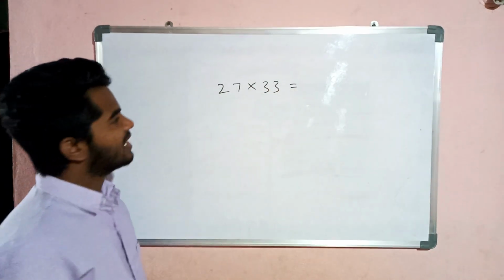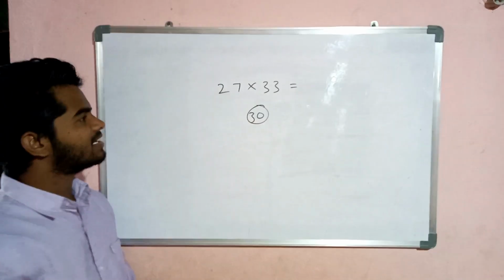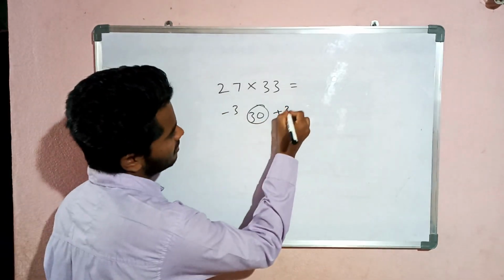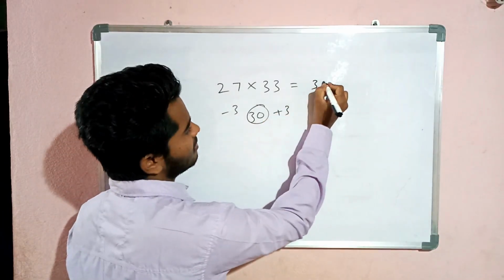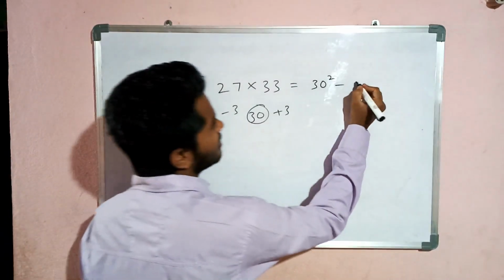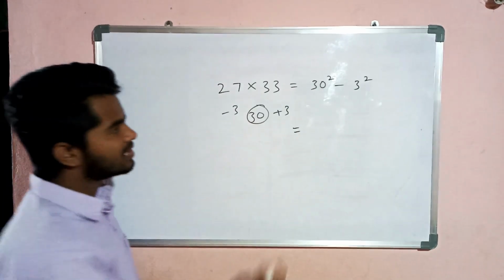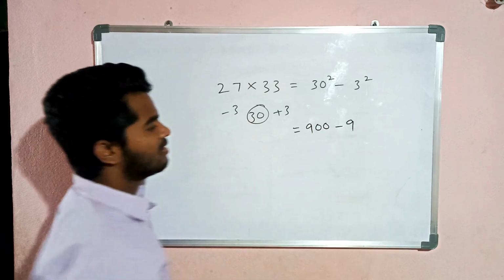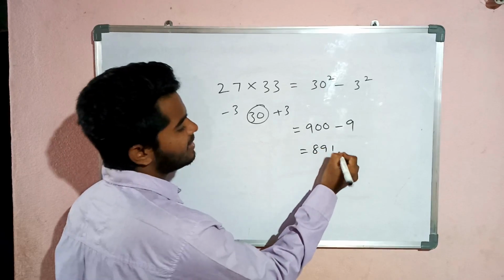27 multiplied by 33. The common number is 30. 30 minus 3 is 27, and 30 plus 3 is 33. 30 square minus the difference square, the difference is 3. 3 square is 9. 30 square is 900. 900 minus 9 is 891.